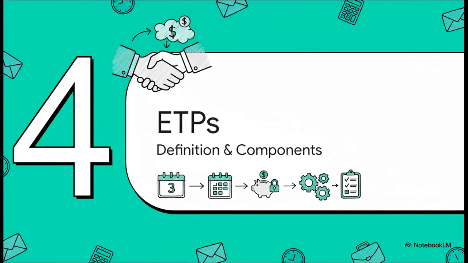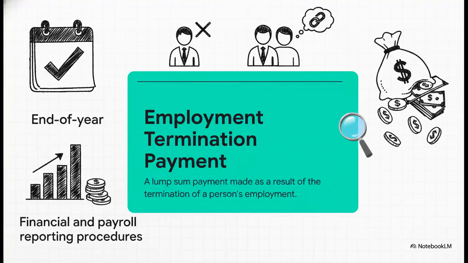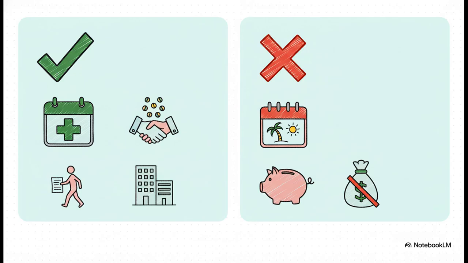Okay, let's change gears now and look at a very specific part of payroll that can often be quite complex: employment termination payments, or ETPs for short. So what exactly is an ETP? The formal definition is that it's a lump sum payment that an employee receives specifically because their employment has been terminated. Getting this right is all about knowing what to include and what to exclude.